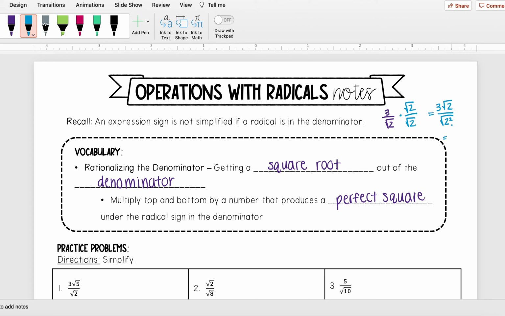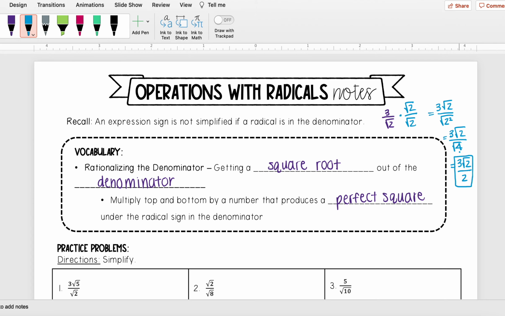Now let's see what happens when we have that. I have 3 square root of 2 over 2 squared. That's just 2 times 2, which is square root of 4. Well, the square root of 4 we know is 2. And so that would be my simplified version.